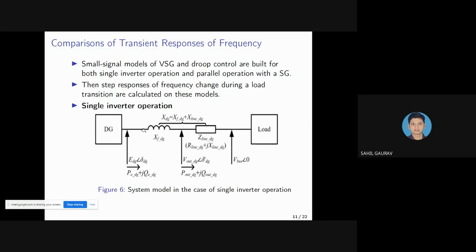Here you can see that the total output reactance and resistance can be taken as X_DG equal to X_filter,DG plus X_line,DG, and the resistance as R_DG equal to R_line,DG. This bus voltage is the RMS value of the bus voltage, and delta_DG is the power angle of the distributed generator, that is, the angle difference between the virtual internal EMF and the bus voltage.